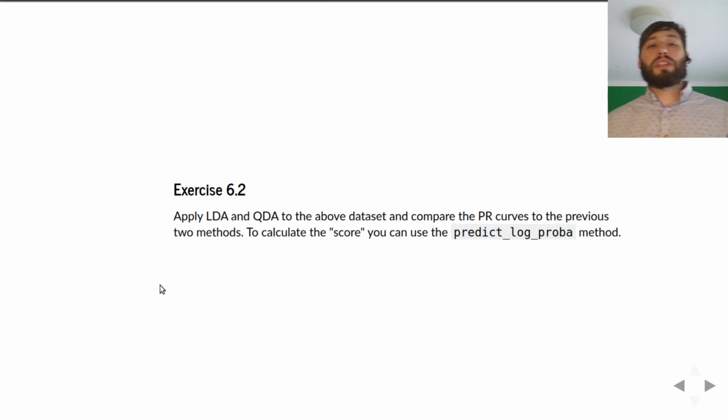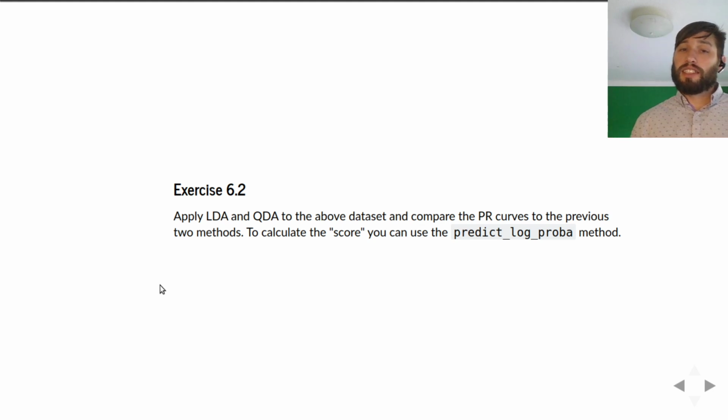Okay, so this leads to an exercise. We're going to apply LDA and QDA to the same data set and then compare the PR curves. So just like we did with the duration score and the nearest neighbor score, also do this for LDA and QDA. So I'm going to ask you to answer this question. Just pause the video and work it out yourself. Just don't look at the rest of the notebook.